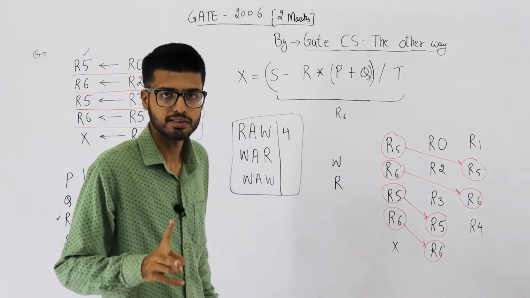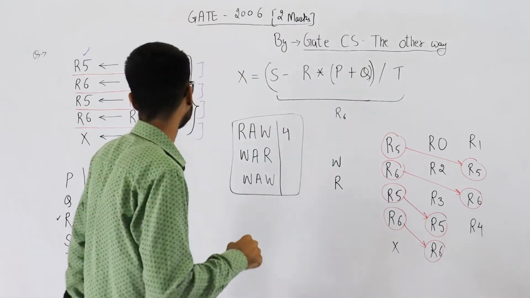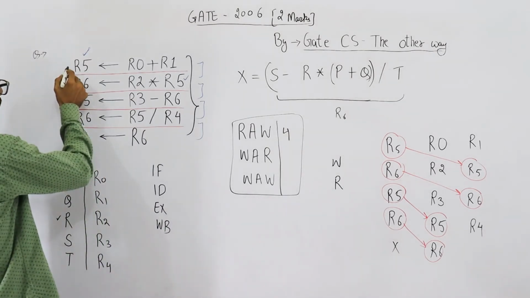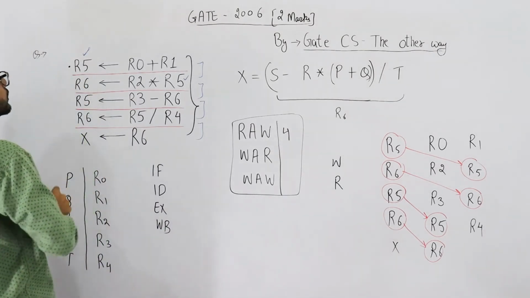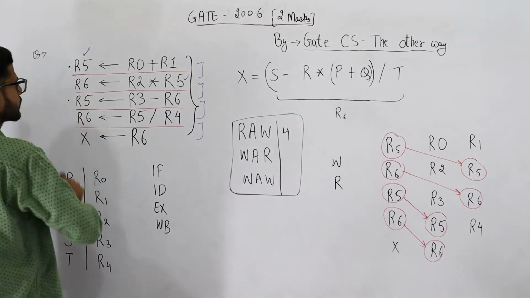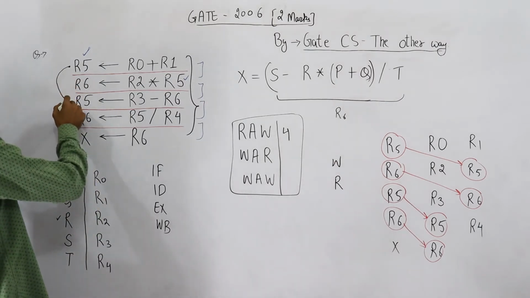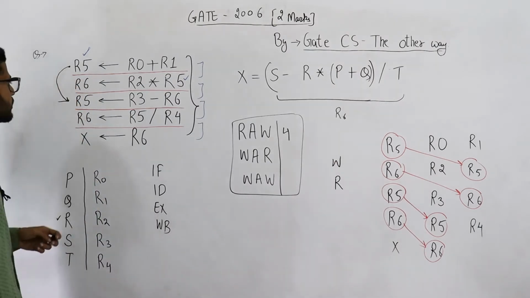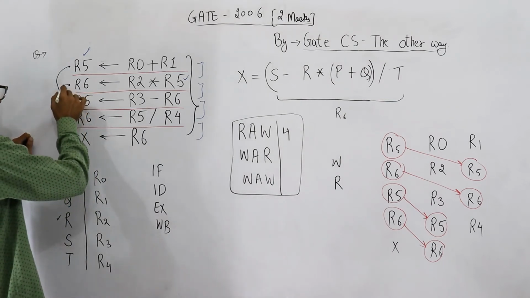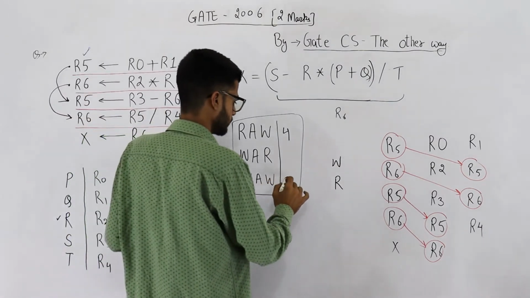That means two instructions next to each other are writing in the same register. Okay. So you can analyze this. Instruction number 1 is writing into R5 and instruction number 3 is writing into R5. So you can say this is one dependency. Similarly, the other dependency, R6 and R6. So these are 2 in number.